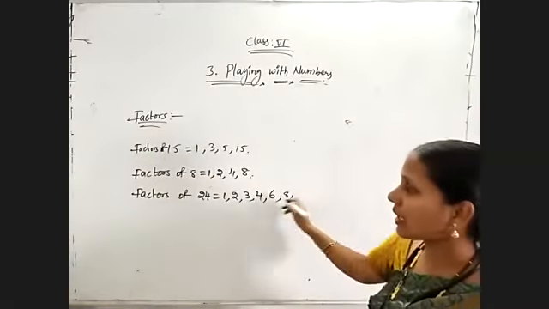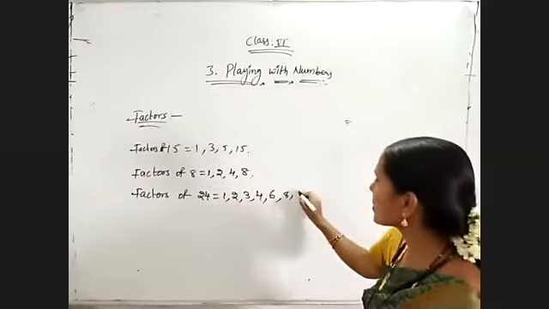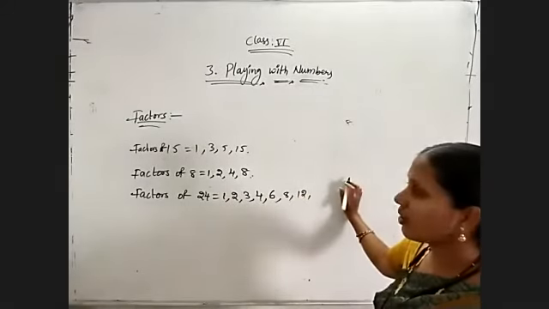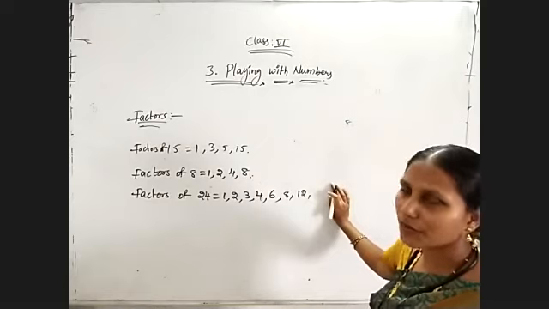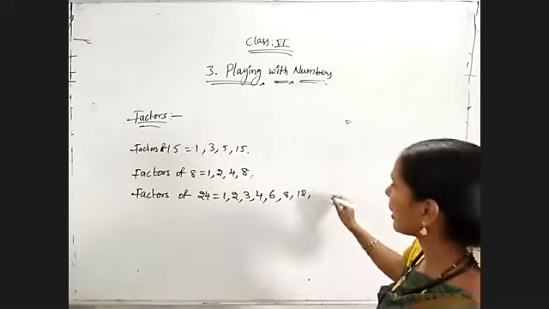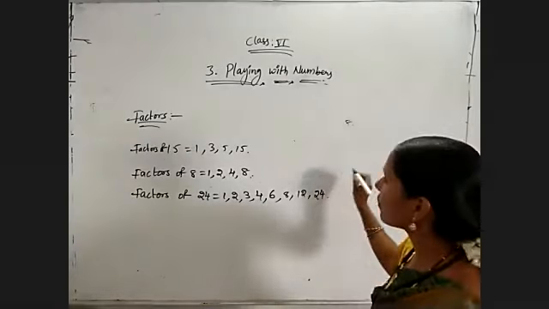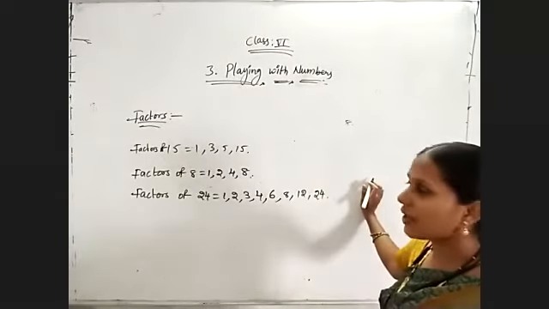10 table we will not get. 11 we will not get. 12 twos are 24. Okay, after 12, 13 we will not get. 14, 15, 16, 17, any number we will not get. Only 24 we will get. It is divisible by 24.